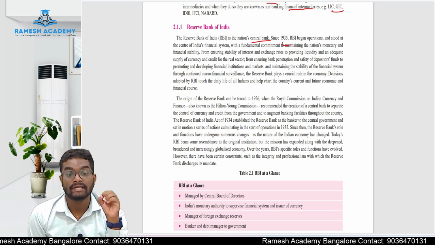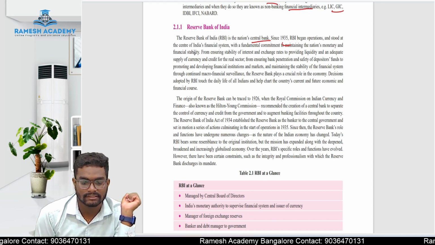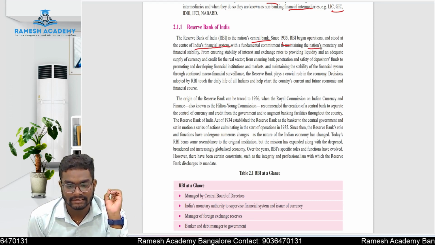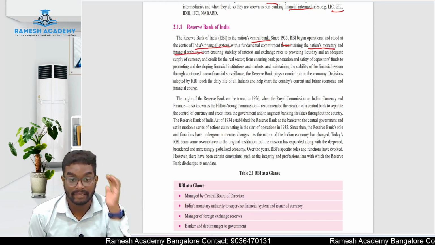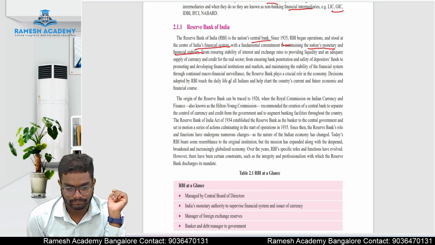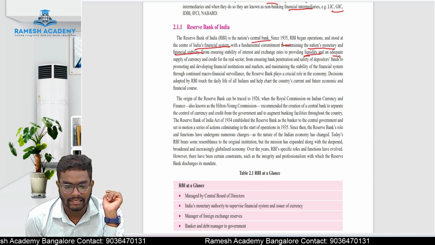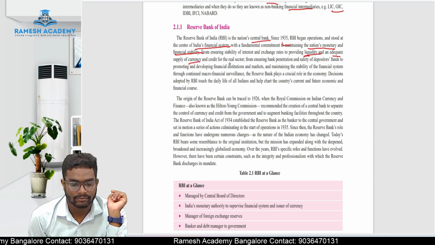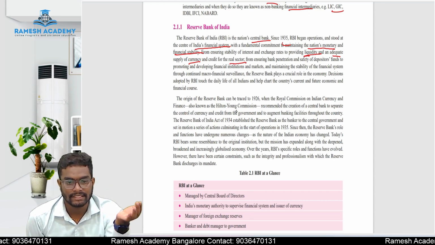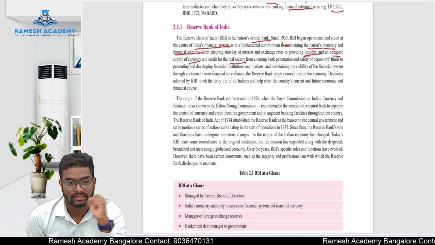In 1935 RBI was formed. RBI began operations and stood at the center of the Indian financial system with a fundamental commitment of maintaining national monetary and financial stability. So the main agenda of the RBI is to maintain national monetary and financial stability, from ensuring stability of the interest and exchange rates to providing liquidity and an adequate supply of currency and credit to the real sector. They will be engaged in everything. They will supply the currency, maintain the liquidity, and maintain the exchange rate. For the exchange rate between dollar and rupees, they have the ultimate say.